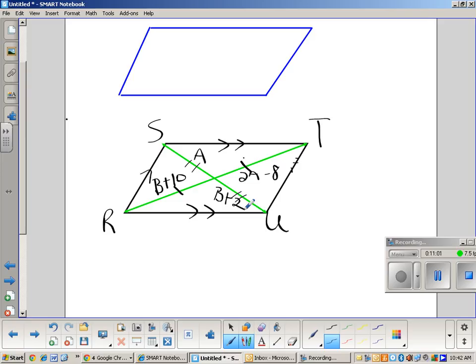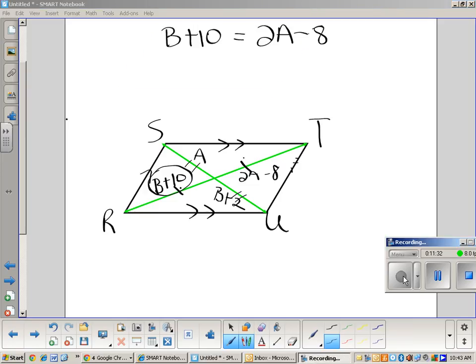Would you set B plus 10 and B plus 2 equal to 180? Okay, so you're saying B plus 10 is equal to what? No, add those two together and then equal it to 180. Okay, what do we know about the drawing when I look at this here? This is congruent to this section, right? So mathematically that means they're equal. So I just wrote what you said, which was B plus 10 equals 2A minus 8.